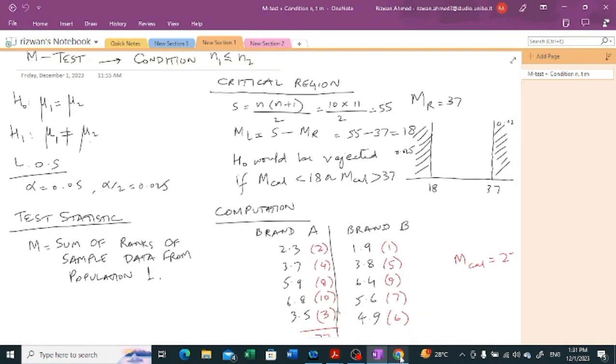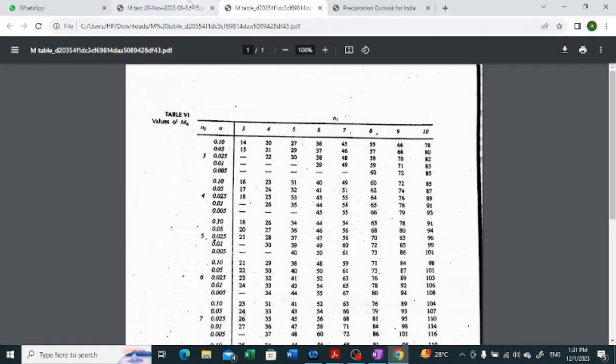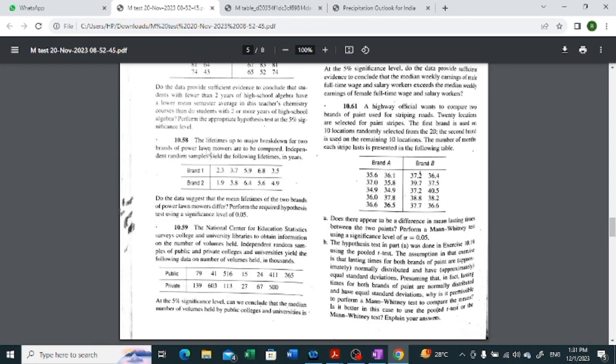Now I'm going to use this example, question 10.58. The lifetimes up to major breakdowns for two brands of power lawn mowers are to be compared. Independent random samples yield the following lifetimes in years. These are the brand 1 values in terms of years, and these are the brand 2 values. Do the data suggest that the mean lifetimes of two brands of power lawn mowers differ? Perform the required hypothesis test using a significance level of 0.05.